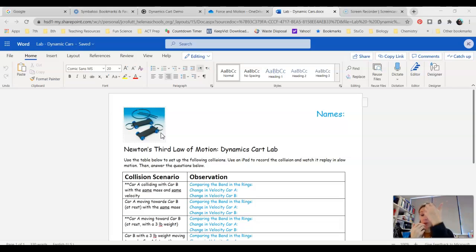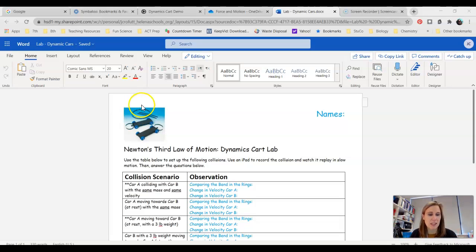So the semi puts a force on the smart car, but even though that smart car is teeny, it puts an equal force back on the semi, in the opposite direction. That's something a lot of kids have a misconception about: the semi is larger, so it's going to put a bigger force on the smart car. That's not true, and these dynamic carts will show you that.